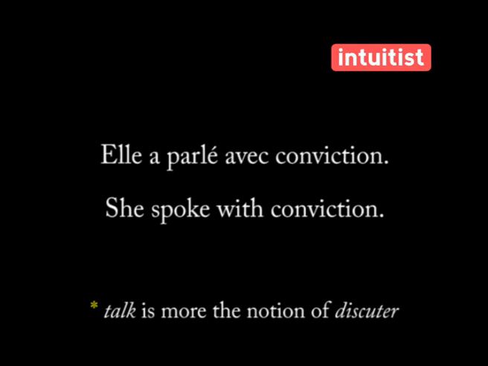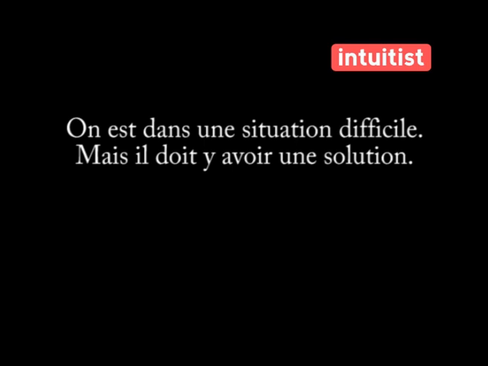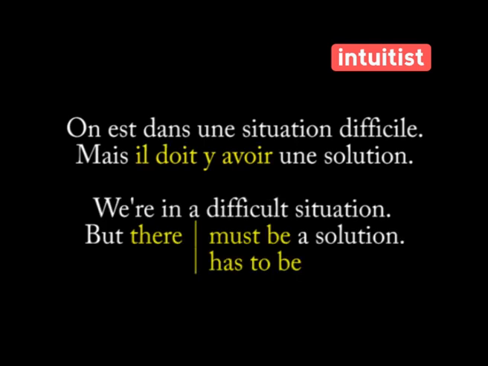On est dans une situation difficile, mais il doit y avoir une solution. We are in a difficult situation, but there has to be a solution. Good. And you're saying they again. There. There has to be a solution, or there must be a solution. So one more time. We're in a difficult situation. Do you hear my contraction? We're in a difficult situation, but there must be a solution. We're in a difficult situation, but there has to be a solution. Right. There has to be a solution. There must be a solution.